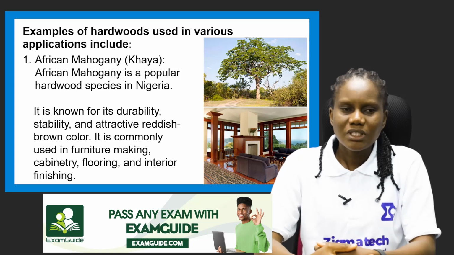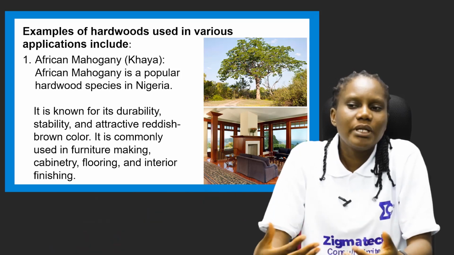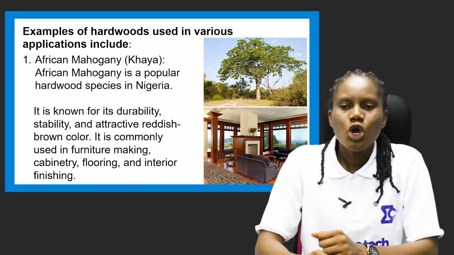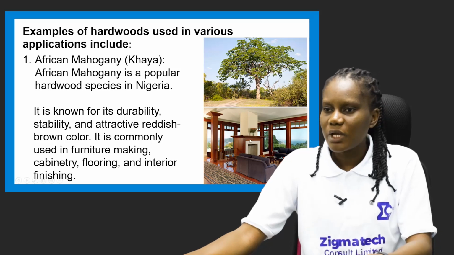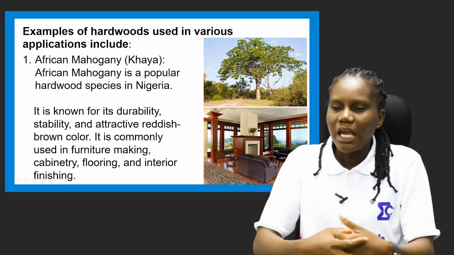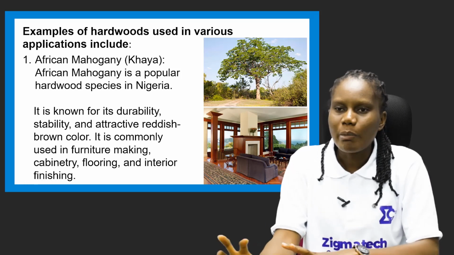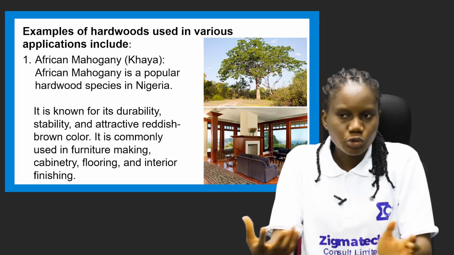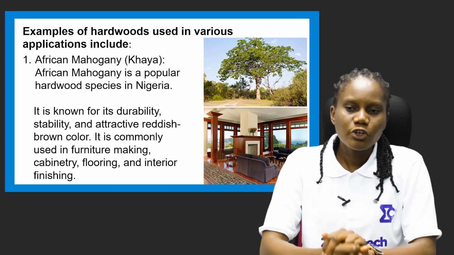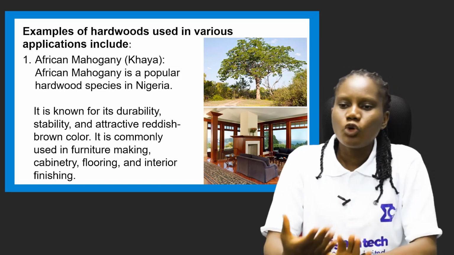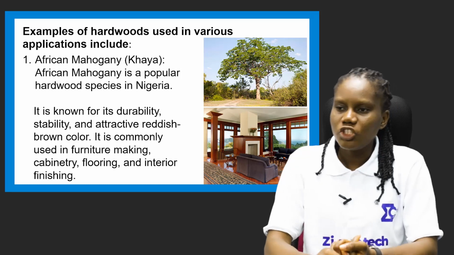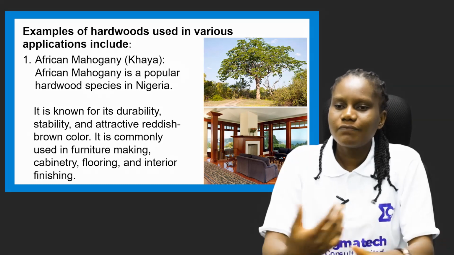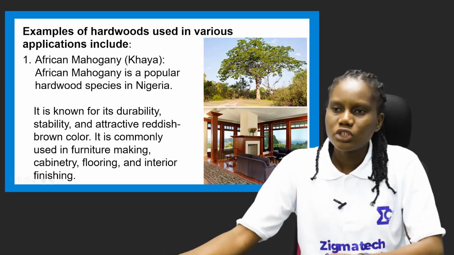So what are its properties? It is known for its durability. It is durable. It is stable. It has an attractive reddish brown color. If you look at the second picture, we have the floor and the pillars there, and you can see a reddish brown color. That is your mahogany, and it's very beautiful and attractive. It is commonly used in furniture making, cabinetry, flooring, and interior finishing because of its beauty. So it can be applied in these various products that we talked about.